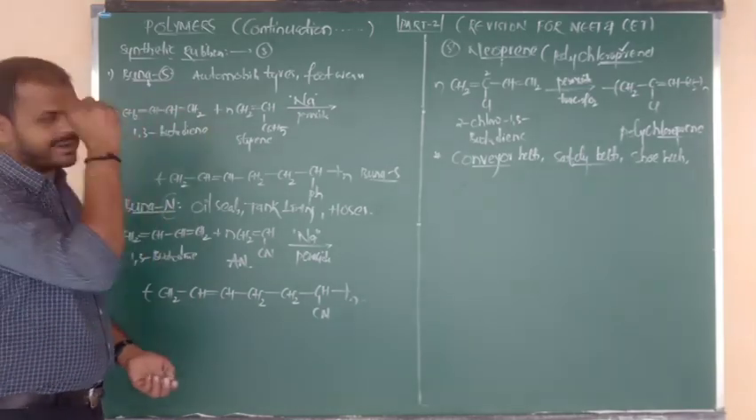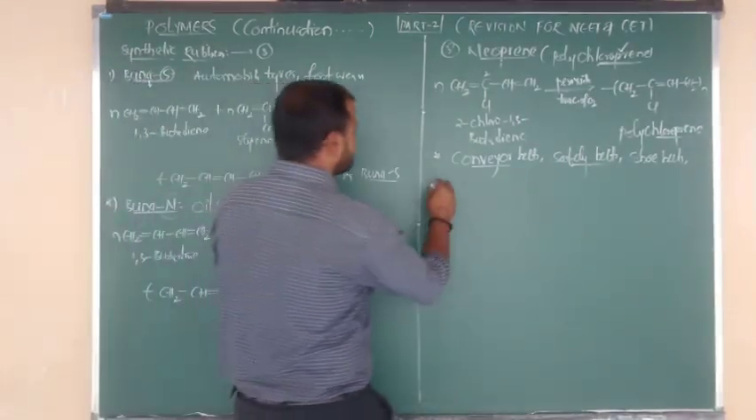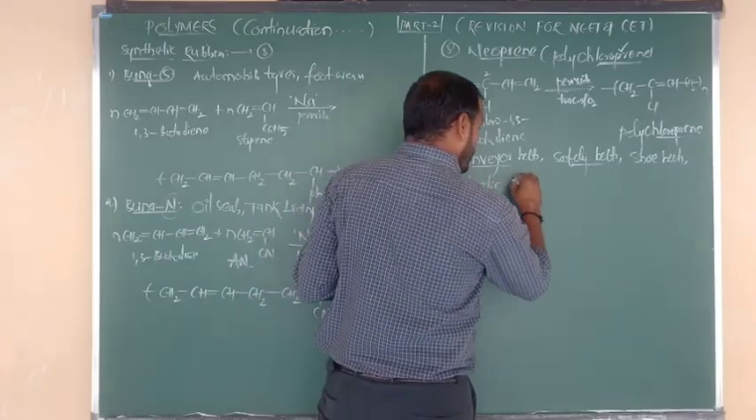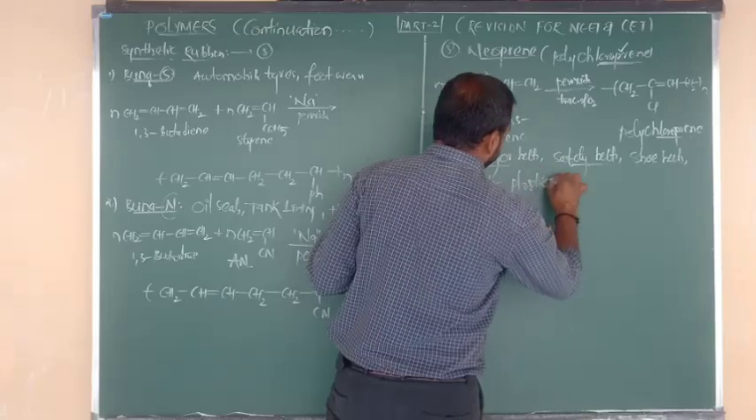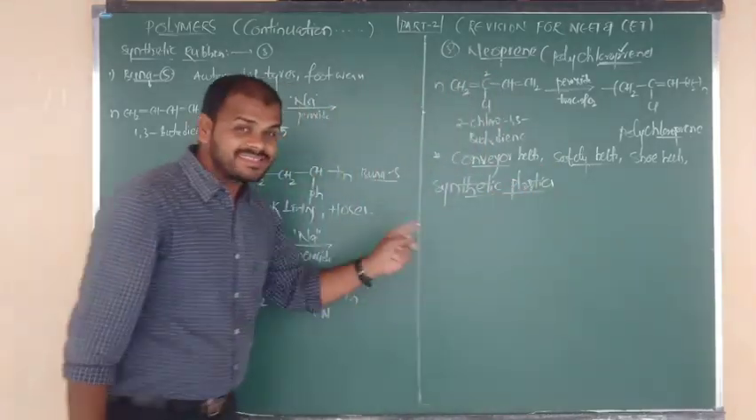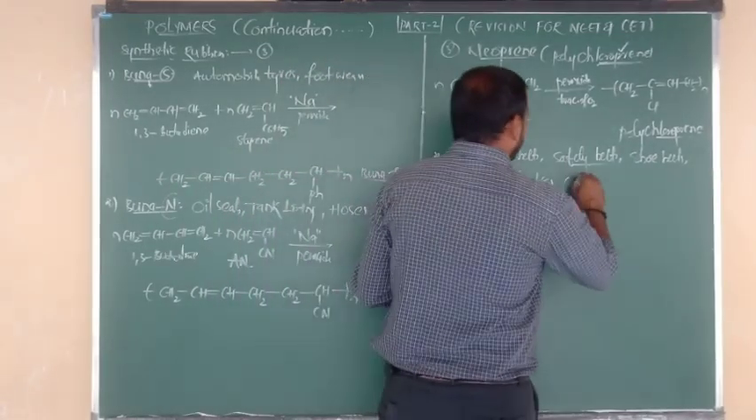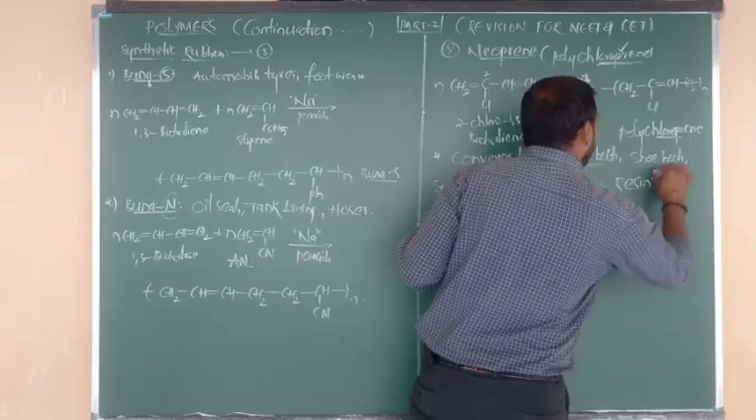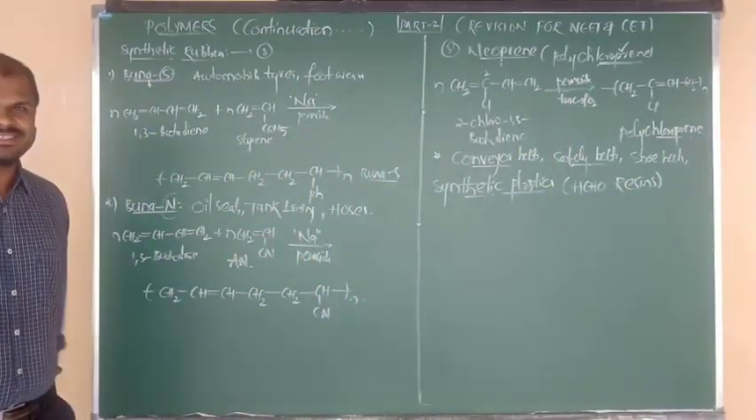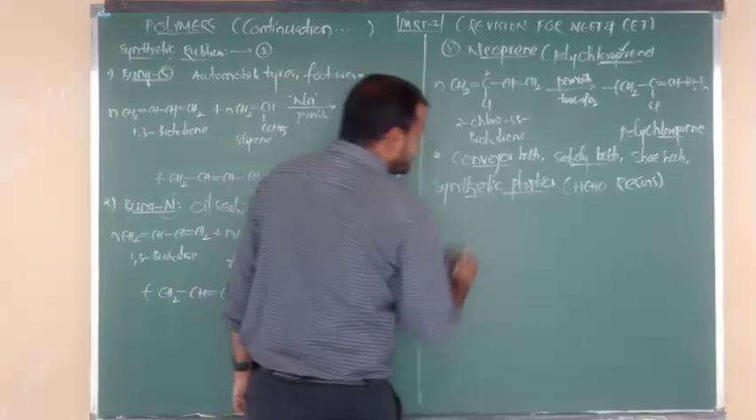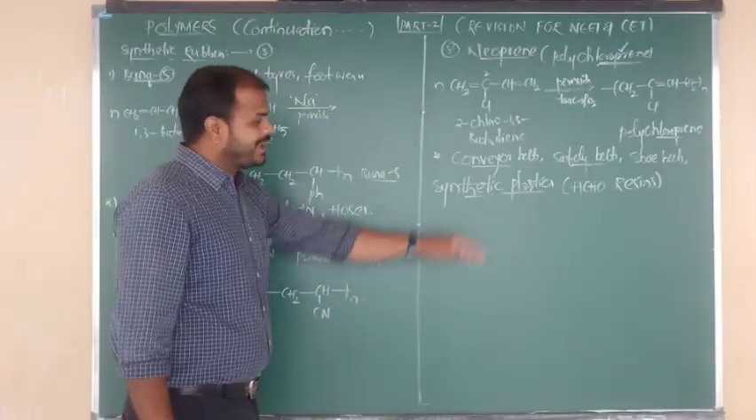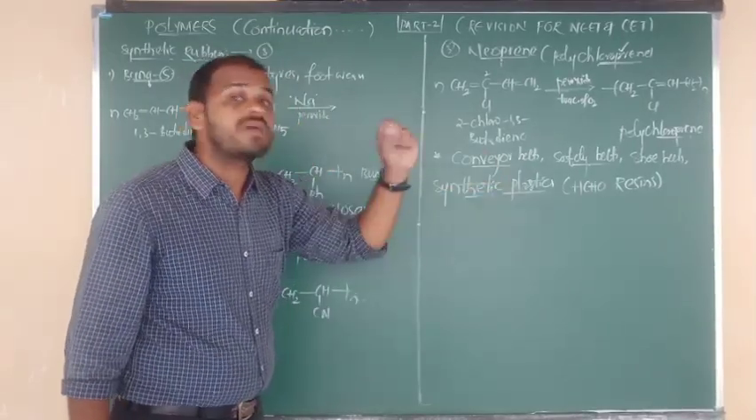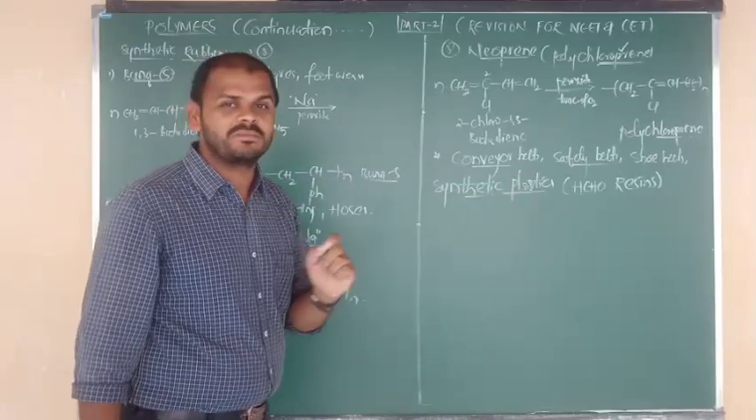Yes, the category of synthetic rubbers is completed. Next category of polymers is the synthetic plastics. And in this category we have formaldehyde resins. Okay? Formaldehyde resins, and also we can say synthetic plastics. Means in the making of these plastics, in the synthesis of these plastics, one of the monomers is common. The common monomer is formaldehyde.